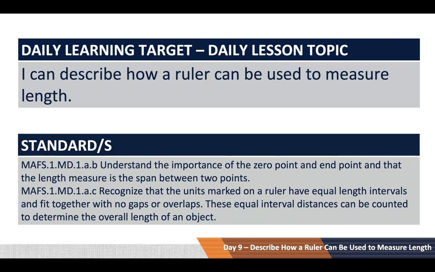Our daily learning target is, I can describe how a ruler can be used to measure length. Our standards are, understand the importance of the 0 point and end point, and that the length measure is the span between 2 points. Recognize that the units marked on a ruler have equal length intervals and fit together with no gaps or overlaps. These equal interval distances can be counted to determine the overall length of an object.